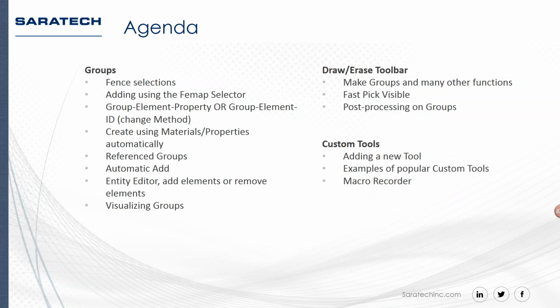The next main topic we'll talk about is the new Jarrett toolbar, which sort of is an extension of the Femap selector. So we'll talk a little bit about that, just see how it works, and that you can actually make groups from that toolbar and also even view your post-process results on different groups.